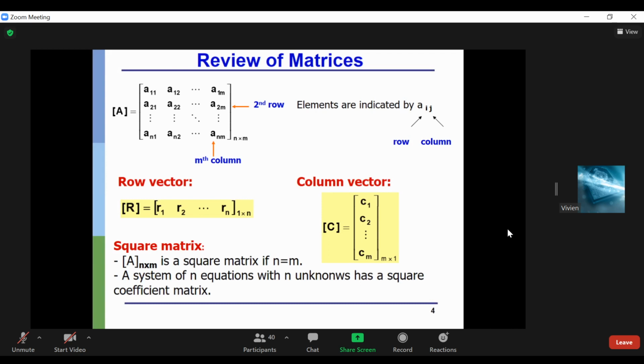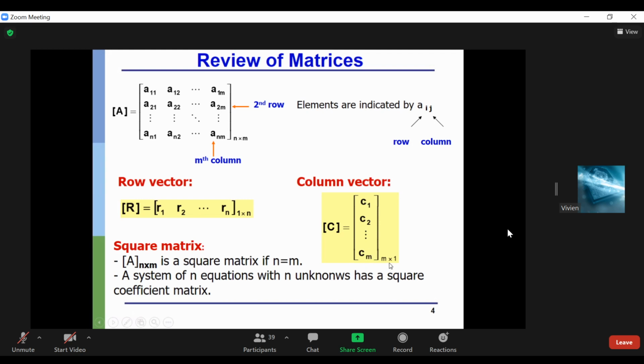Aside from the matrix, we also have vectors. A vector means only one row or one column. So we have a row vector, in which the elements of the vector form one row and n columns. We also have the column vector, which we can write as one column only and several rows. So we have C1 up to Cm here.